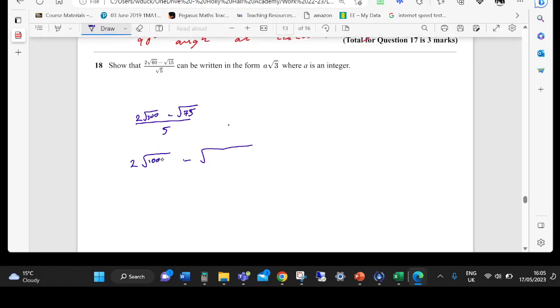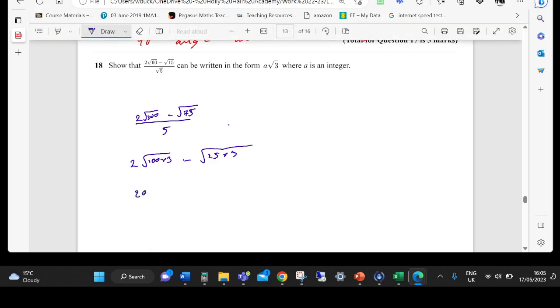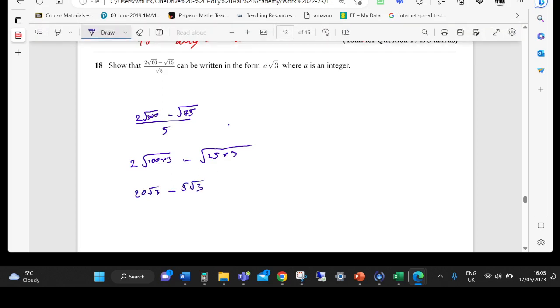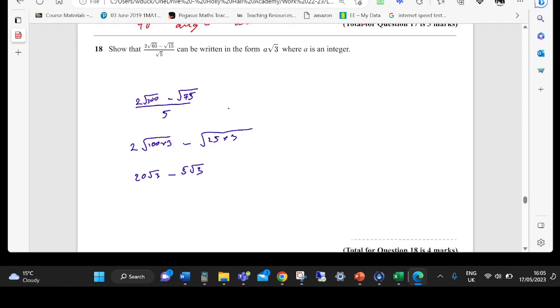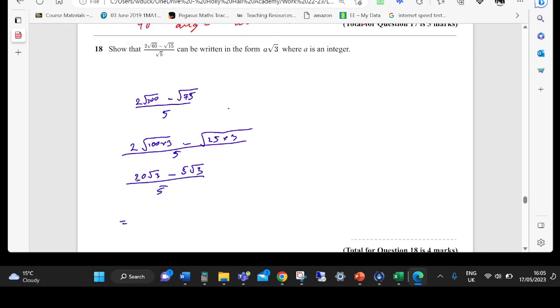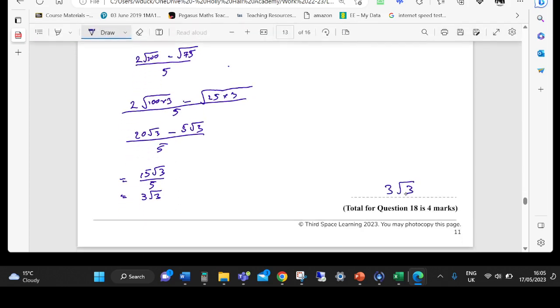So I'm looking at 100 times by 3, and I've got 25 times by 3. So square root of 100 is 10. So that would be 20 root 3, and that would be 5 root 3. And then 20 minus 5 root 3, and that's still over 5, sorry, I missed that out. So 20 minus 5 is going to be 15. So 15 root 3 over 5, and then that's going to be 3 root 3. So I'm looking at 3 root 3.